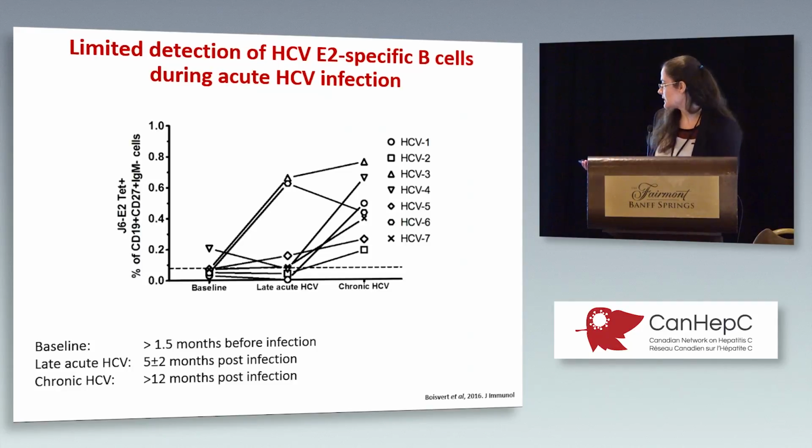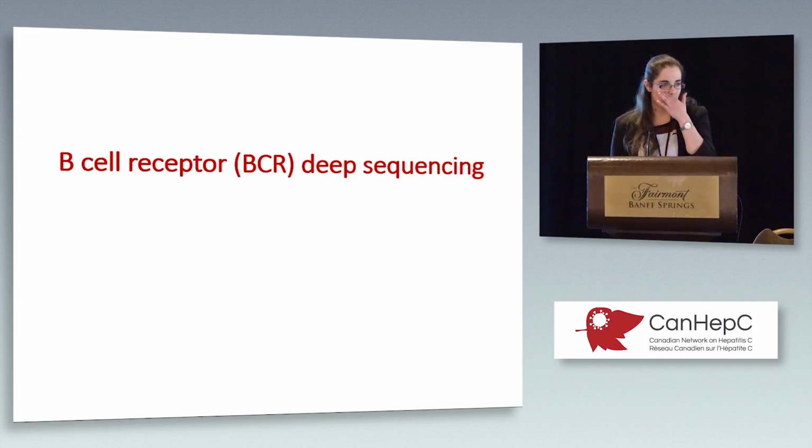And even though we could see an HCV-specific B-cell population at the chronic phase for all the patients, the detection was limited in the acute infection, suggesting that the B-cell response is indeed delayed in those patients. Then we wanted to look in more detail into those HCV-specific B cells to try to identify some antigen-specific characteristics.